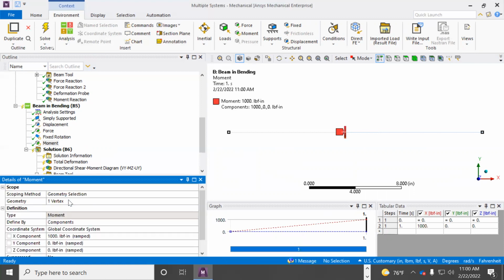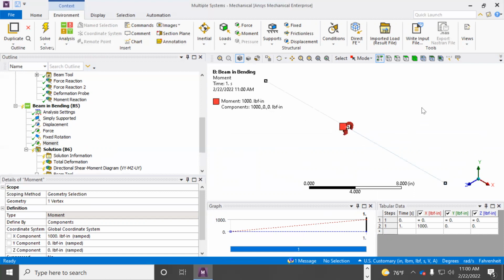This will show like a shaft. So if I come here and say apply, I want you to look here at this. You see how the moment is applied? So this is how you're going to apply a torque in your shaft.